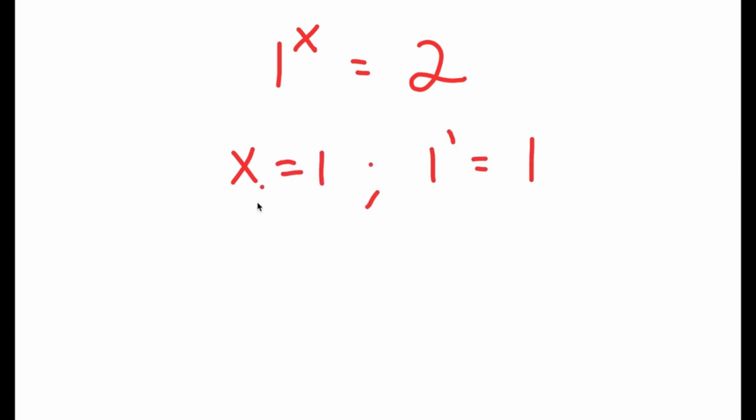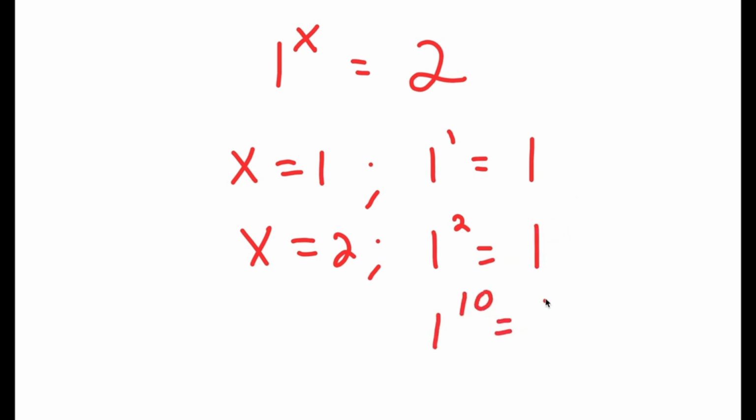Alright, so in this video, I'm going to solve the equation 1 to the power of x is equal to 2. So, before we even start solving this, let's say x is equal to 1, then I have 1 to the power of 1, which is equal to 1. And if x is equal to 2, then I have 1 to the power of 2, which is also equal to 1. And you can go even 1 to the power of 10 is still equal to 1. So you may be thinking, what possible value of x can make 1 to the power of x equal to 2? So let's try solving this.